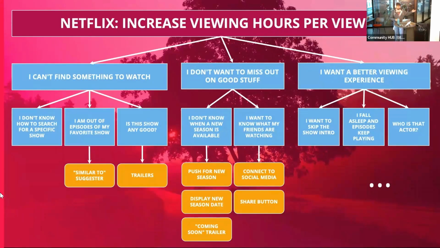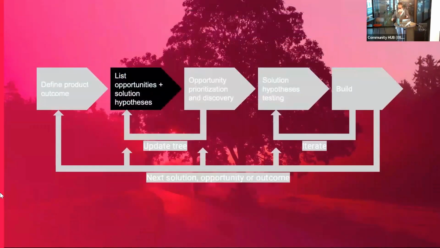And of course, in theory you shouldn't be thinking about ideas or solutions right now. But for me, it's impossible. So once I have opportunities, I immediately think, okay, I could impact this opportunity by doing this and this and this and that. So I just write them down anyway. And yes, you have this tree or this kind of prototype tree, but nothing is validated.